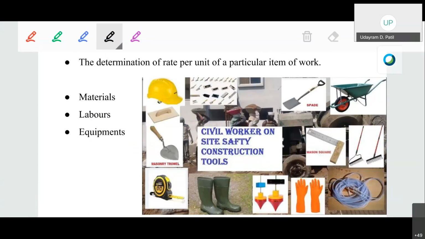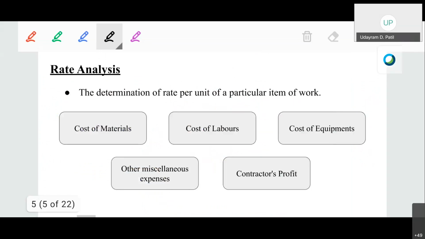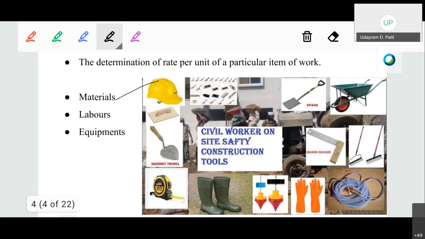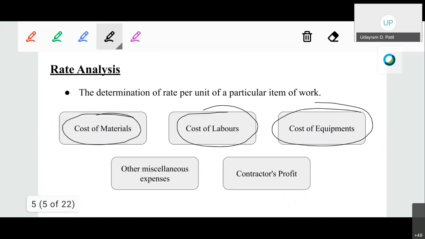Okay, so for the determination of the particular cost of the item of work, first we will have to calculate the cost of the materials. Next we will have to calculate the cost of the labors, and as I said, the cost of the equipments. These were also three major factors, and we have to calculate their cost.